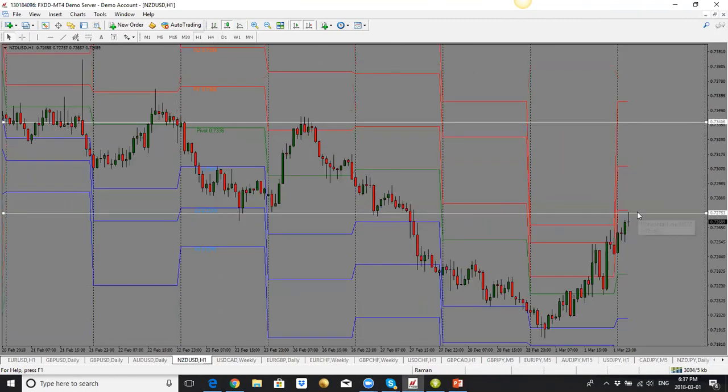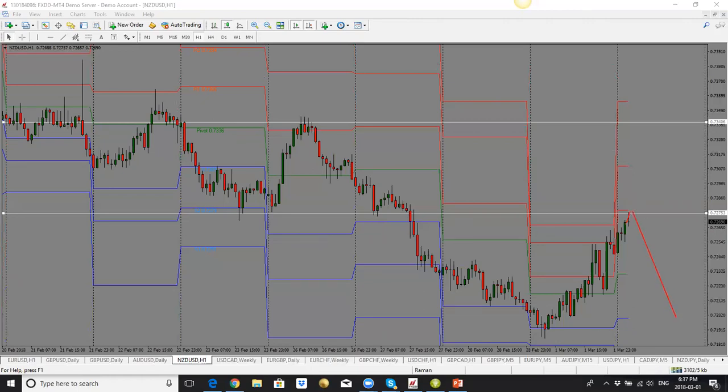So looking at the 1 hour, this is where we are into R1 here, and we have support and resistance from our previous support and resistance here. So this will be sort of that inflection point. If price stays below, then we could see the price come back.